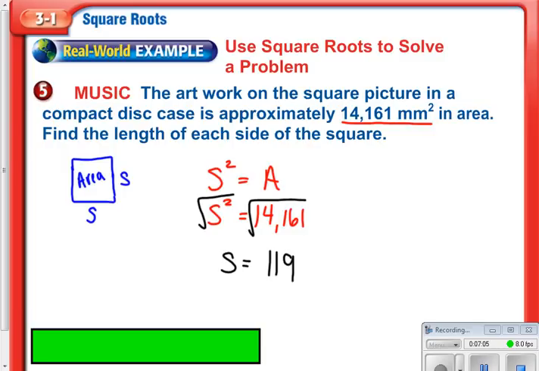This is not plus or minus because s is talking about a side. So yes, it can be a positive, but it can't be a negative. You cannot have a negative side length here. So we need 119. It is positive. We know what it is. Therefore, we're going to leave it as positive 119 millimeters. This will conclude our lesson 3.1 on square roots.